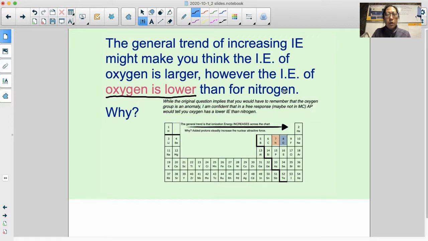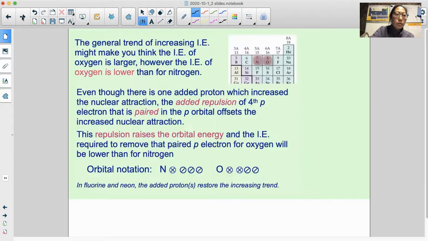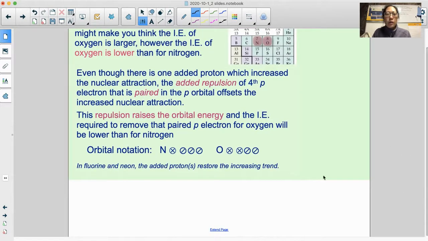Nobody's expecting you to know these exceptions, but we're expecting you to be able to explain these exceptions. The trend makes you think that oxygen should have a higher ionization energy. However, the data shows that the ionization energy of oxygen is actually lower. So what's going on here?